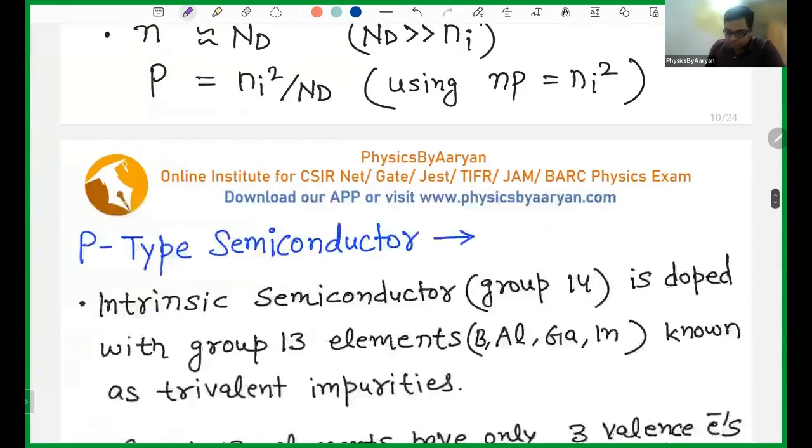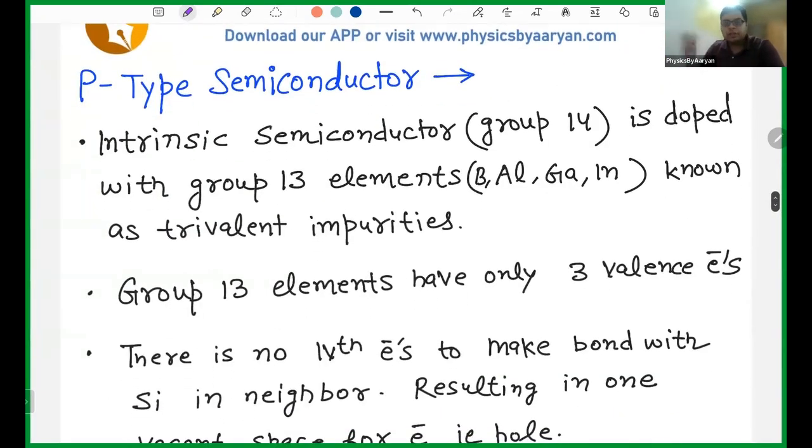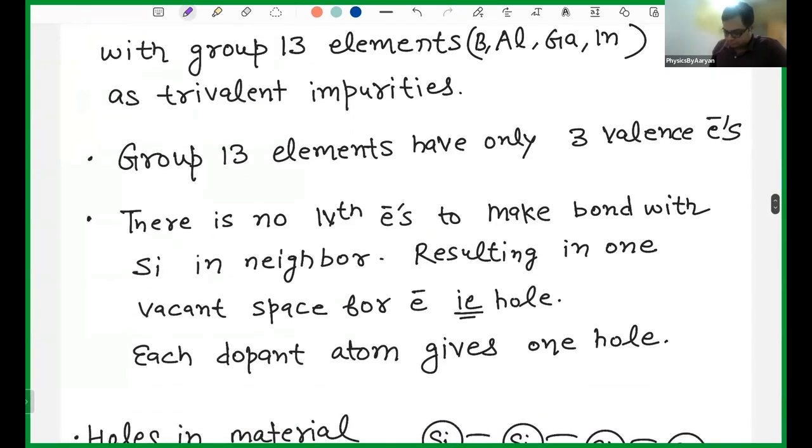Now let's move to the next type of semiconductor, which is P-type. Now you have the group 14 elements and the group 13 elements. What are group 13? Boron, aluminium, gallium, indium. They are known as trivalent impurities. Why? Because they only have 3 electrons in the valence shell. Only 3. So now what will happen? The same way, you will put boron inside.